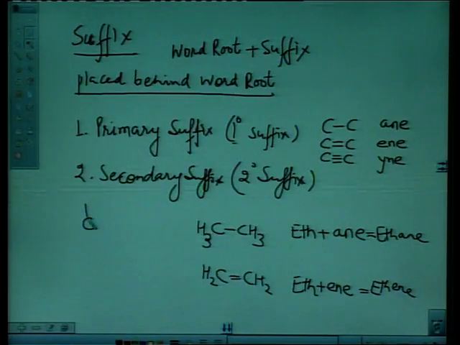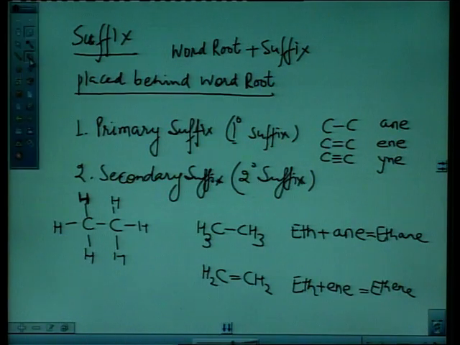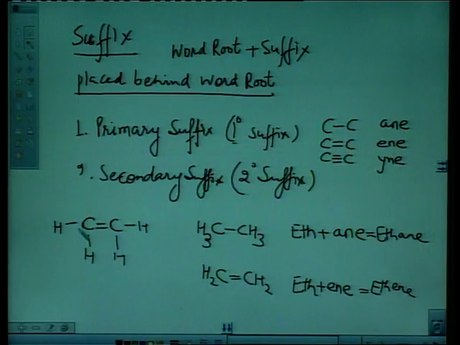Here I would like to tell about the number of bonds in carbon. Carbon is tetravalent, it forms 4 bonds at its periphery. So, if I write ethane, there is a single bond in carbon-carbon and there are 3 hydrogens. If there is a double bond, then there are 2 hydrogens, and the bonds are 4 for carbon. There are 4 bonds in carbon.